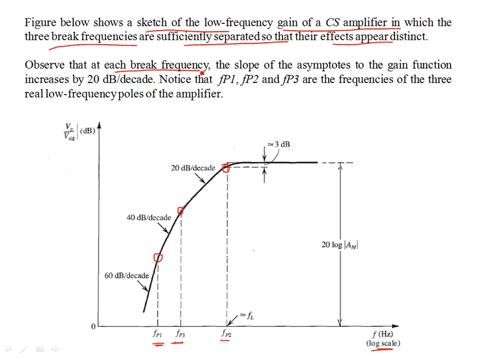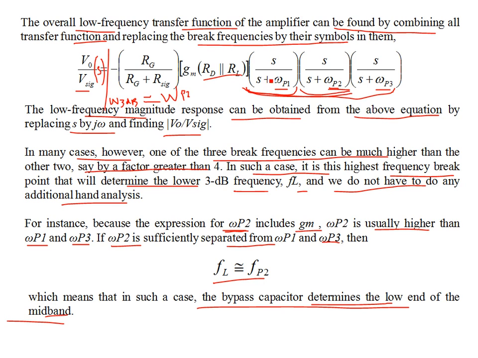We observe that at each break frequency, the slope of the asymptotes to the gain function increases by 20 dB per decade. Notice that FP1, FP2, FP3 are the frequencies of 3 real low frequency poles of the amplifier. For example, when S is equal to minus omega P1, minus omega P2, or minus omega P3, the function blows up. These are the poles of the transfer function.